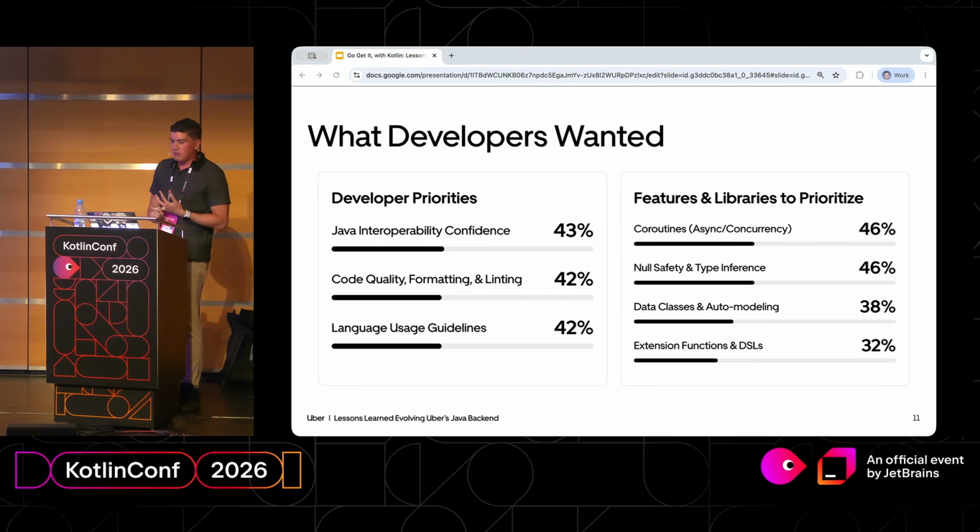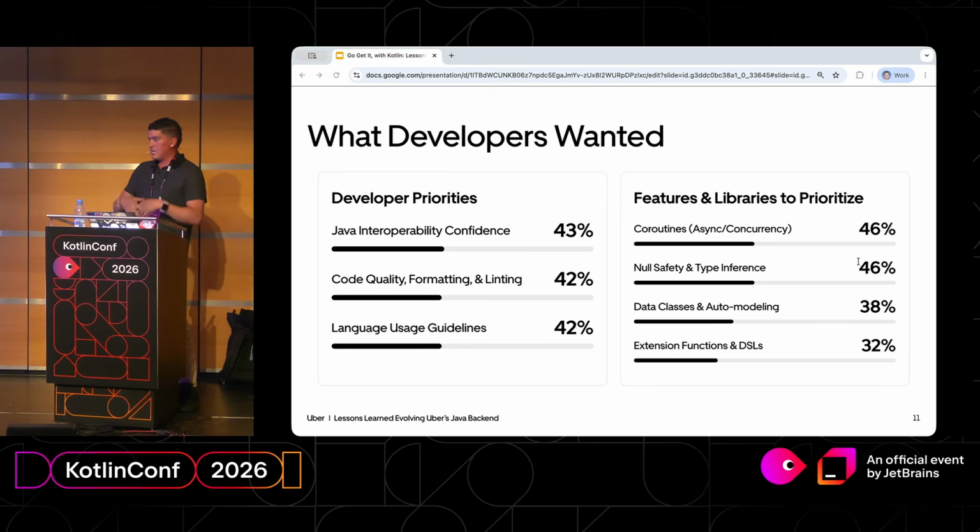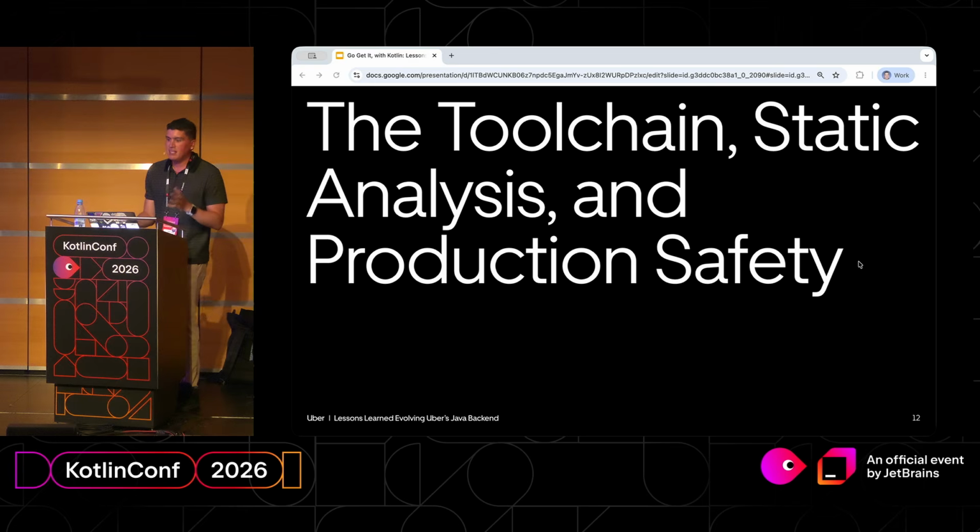In terms of features, coroutines, not surprising. And then null safety and type inference, again, services are suffering from null pointer exceptions. Data classes for concise modeling, and then extension functions and DSLs for some of the work that we do also came up. And so we shaped our prioritization off of this. And again, we didn't treat this as a hard launch, but as a gradual rollout to see what that would look like. And then we got explicit leadership approval, and we tried to figure out what would success look like for all of this.